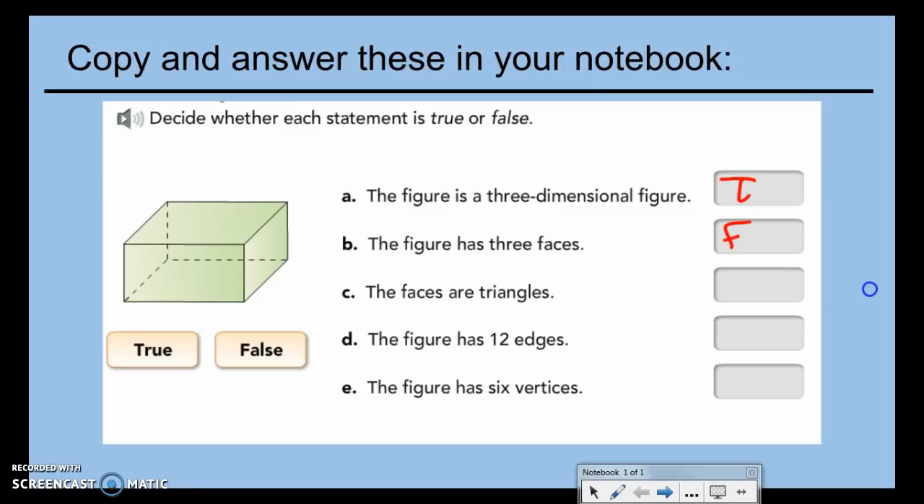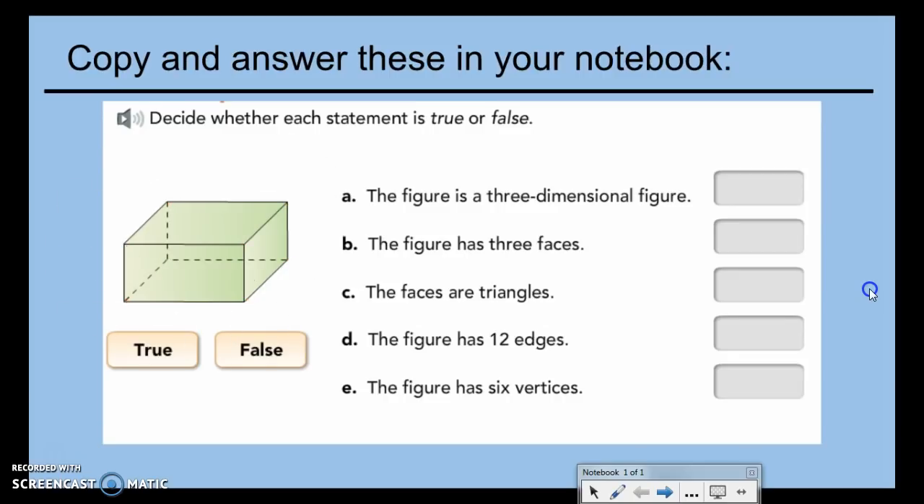Alright, C, the faces are triangles. No, the faces on this figure are rectangles. D, the figure has 12 edges. Let's see. 1, 2, 3, 4, 5, 6, 7, 8, 9, 10, 11, and 12. Yep, there are 12 edges on this shape, so that would be a true statement. We have false, true. And the last one, the figure has 6 vertices. Well, let's count them real quick. 1, 2, 3, 4, 5. Oh, absolutely not. Definitely not 6.